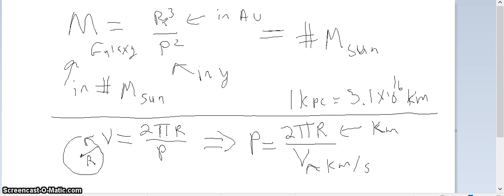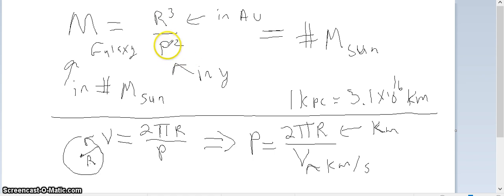Like the first one for the Milky Way, the star is 16 kiloparsecs from the center of the Milky Way, and we can convert that to astronomical units, which is what I showed you on the last screen. We know that 1 kiloparsec is 2.063 times 10 to the 8th astronomical units. So you can directly convert R to astronomical units, then you cube it.